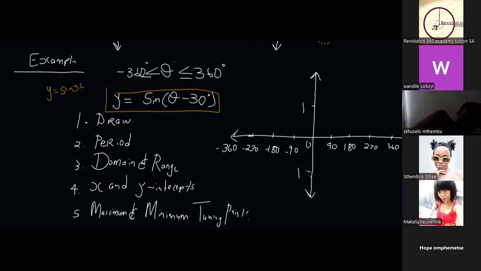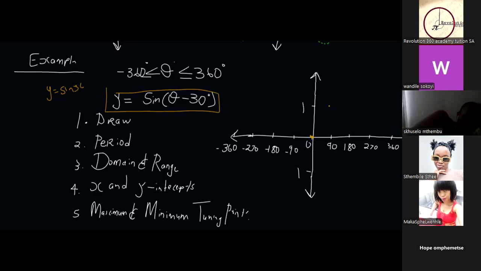Or let me show you so that you don't struggle. (0, 0), (90, 1), we all know. (180, 0), (270, -1), (360, 0). But we are not, okay, let me show you. This is the basic sine function. You all know it's like this.